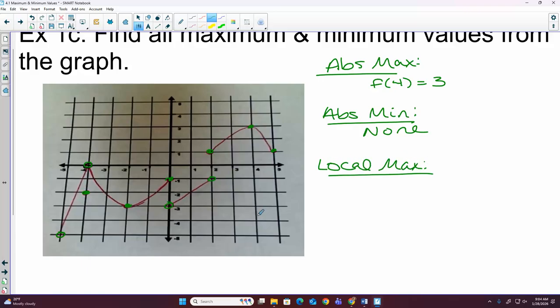Local max. I'm looking for points other than endpoints that are higher than the points on both sides. Okay, so this one is higher, but what kind of circle is that? Open, so that wouldn't count. This one right here, there's a break in my graph, but does the graph exist on both the left and the right of that point? Here's to the left, this is to the right. So it does exist on both sides.